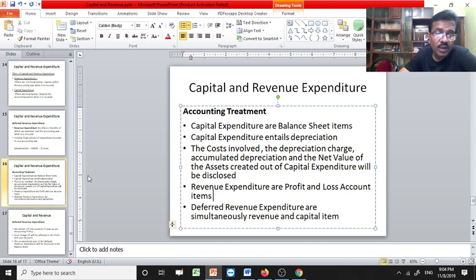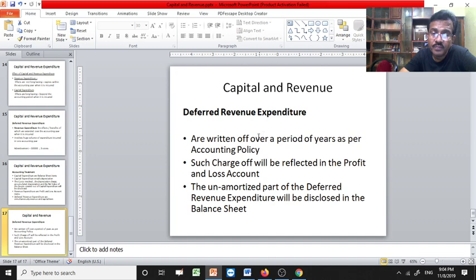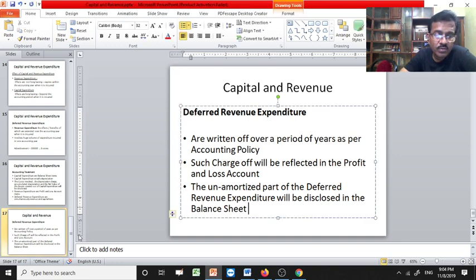Why? Because a certain part of the deferred revenue expenditure is written off over a period of years as per the accounting policy. Such charge off will be reflected in the profit and loss account, and the unamortized part of the deferred revenue expenditure will be disclosed in the balance sheet. So that is how it is going to happen. So I will tell you how.